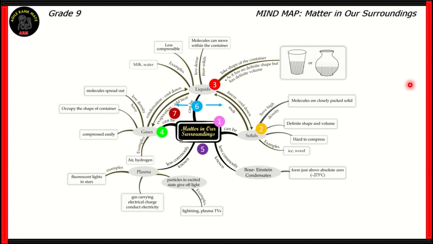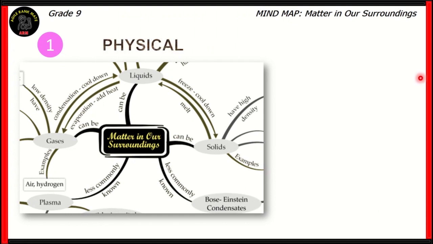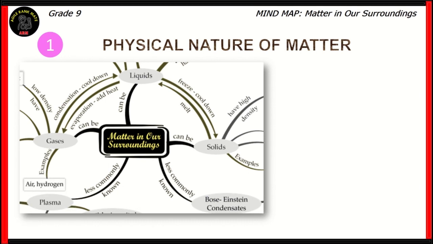So, let's dive into the first part, the characteristics of matter. First, we'll be covering the physical nature of matter. Before that, let's define matter. Matter is any substance that has mass and occupies space or has volume.